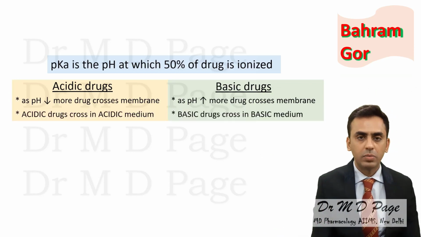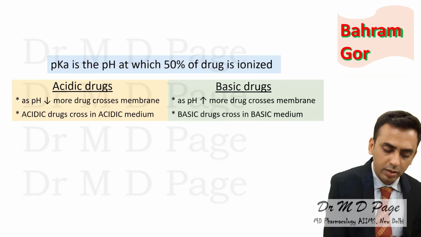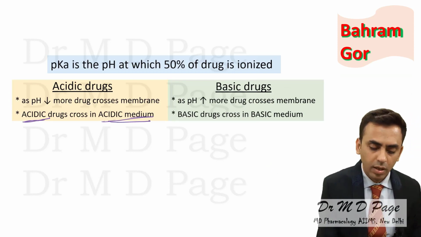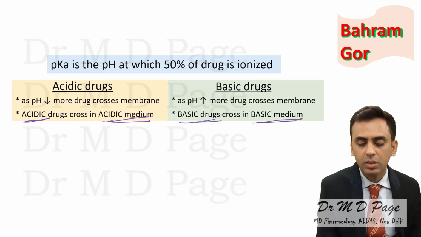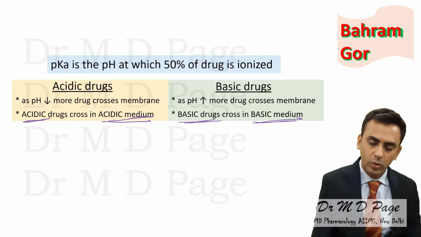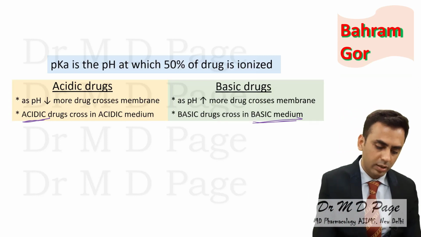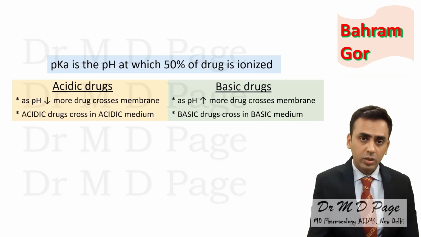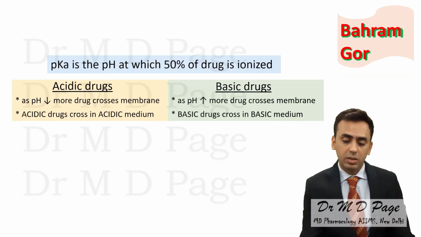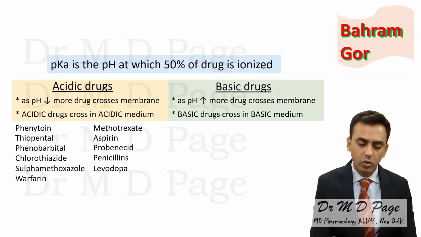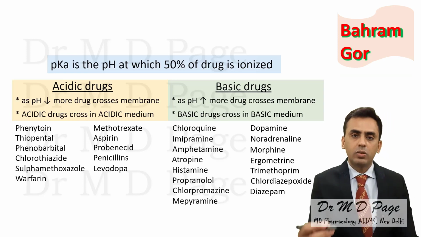Or in other terms, simply remember this dictum: acidic drugs will cross in acidic medium. Finished. Basic drugs cross in basic medium, means basic drug will be unionized in basic medium. Okay, hope this is very clear and there is no confusion in this. Because questions have been asked, which are acidic drugs, which are basic drugs, you need to remember a few. This is the list of acidic drugs, no need to remember by a mnemonic. And this is the list of basic drugs.